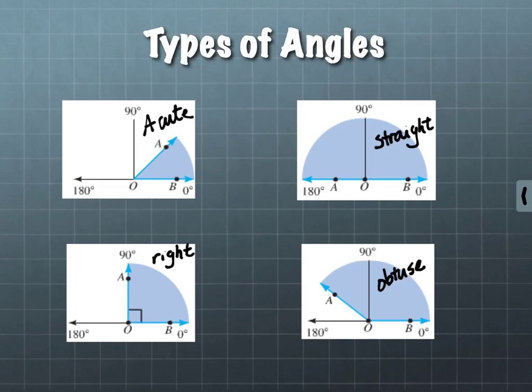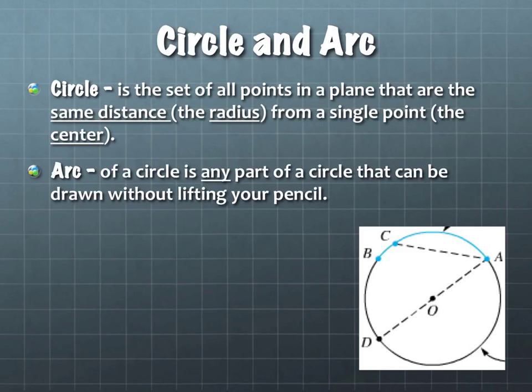All right, our next thing we're going to look at is the circle. A circle is a set of all points in a plane that are the same distance, that distance is called the radius, from a single point, called the center. And then an arc is a portion of the circle, any portion of the circle that you can draw without lifting your pencil.